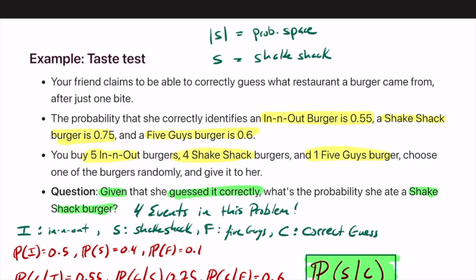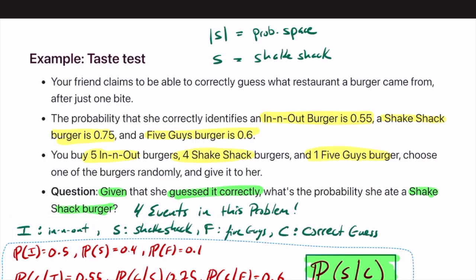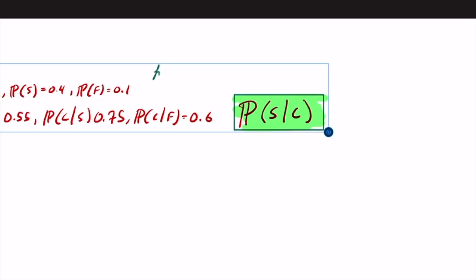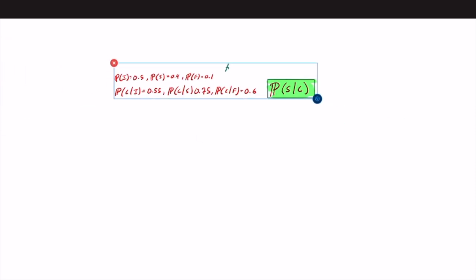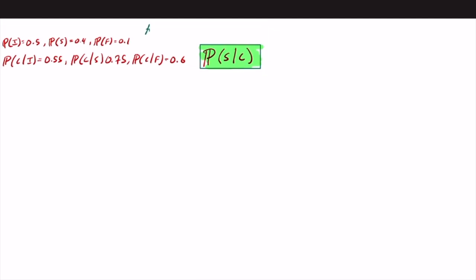All right, so let's go ahead and work towards that. And there's no big surprise that this problem is going to be set up in a very similar fashion to the previous problem. So let's go ahead and bring this over here.